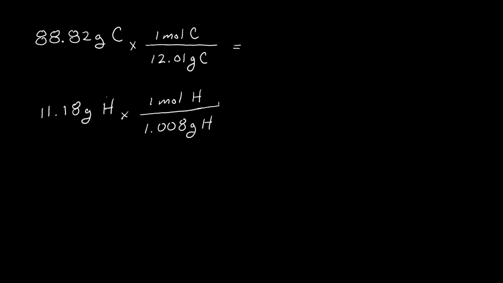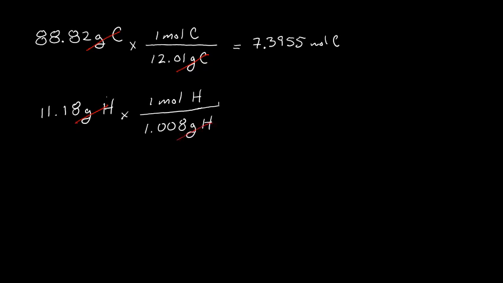Okay, so I set this up the same way we did last time with the copper and the oxygen. I used the number of grams of carbon and hydrogen, and then I used the molar masses from the periodic table. Then I'm going to check to make sure that I set everything up right by making sure that our units cancel. And for the carbon, when I did that, I got 7.3955 moles of carbon.